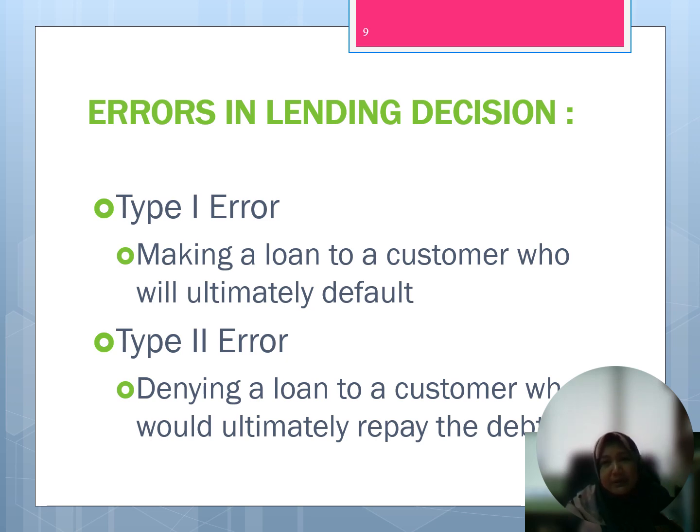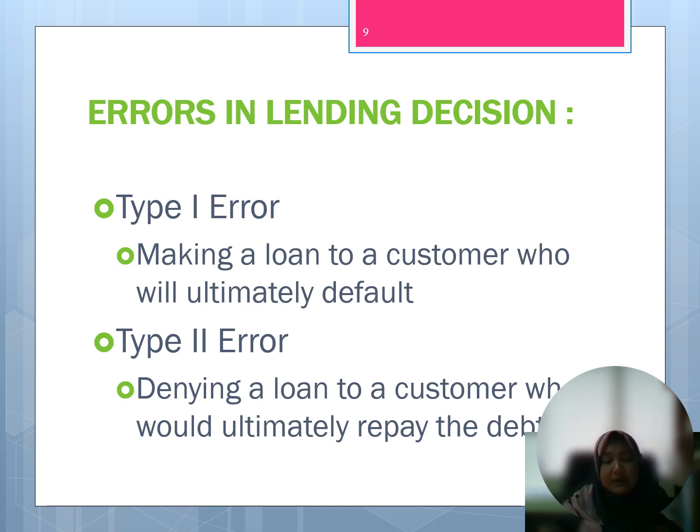This always happens when, for example, your friend tries to apply for a loan when you work in the bank, and you already know your friend doesn't really have good cash flow, but because that's your friend, you approve the loan to the customer. So that one is type 1 error.